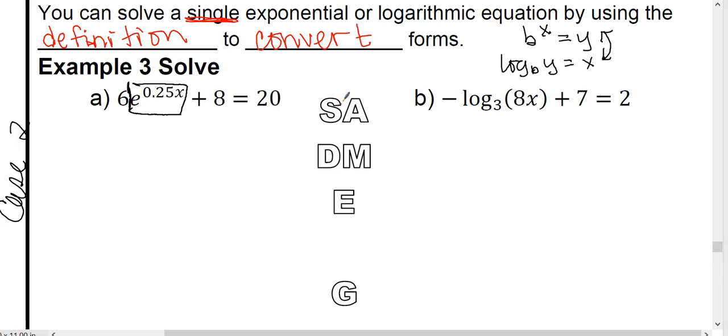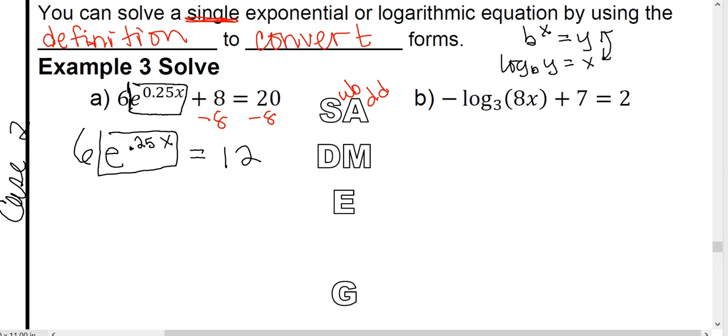So the first thing I do is subtract or add the k value. So here, I'm going to subtract 8 from both sides. When I subtract 8, 6 e to the 0.25x is 12. But again, the base is still not by itself. So I still need to get this part by itself. So I need to get rid of the 6 in front. So I either divide or multiply. In this case, it's a value, so I divide it by 6. So e to the 0.25x equals 2.